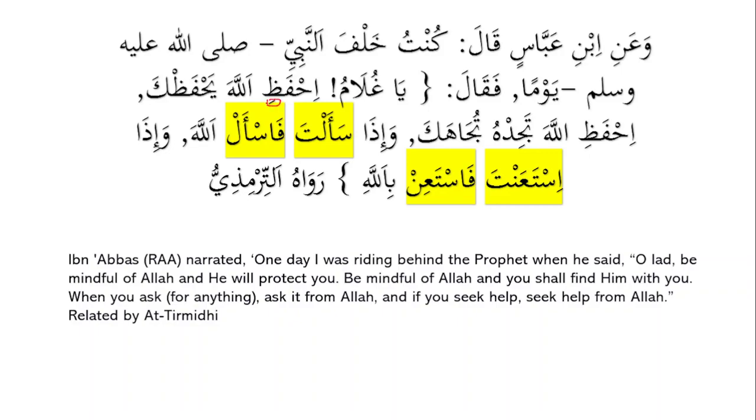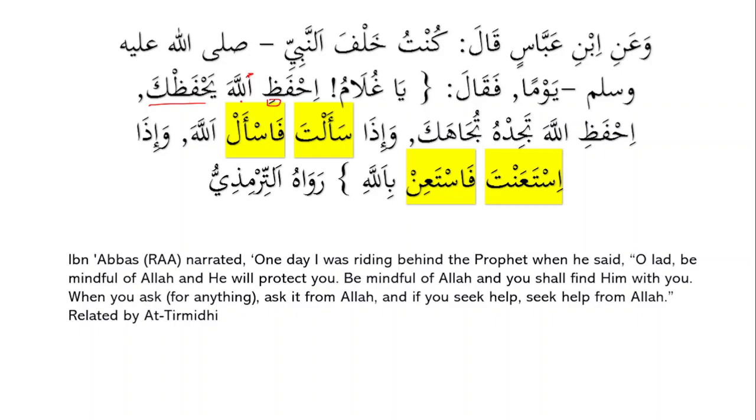Ihfaz is here. It is majzoom, and when we connect it with ismul jalala, then it is connected with kasra. So ihfadillaha yahfadka. So it means be mindful of Allah subhanahu wa ta'ala. Yani be mindful of the restrictions or the rules or the things that Allah subhanahu wa ta'ala has given us to follow. احفظ الله يحفظك احفظ الله تجده تجاهك.